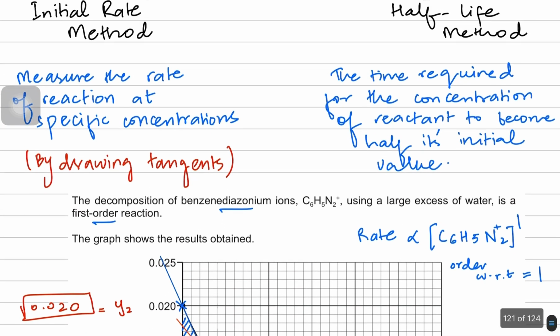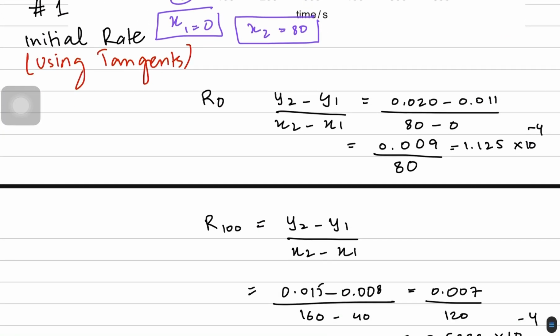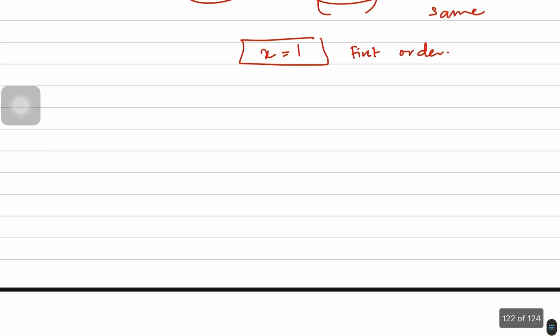In the previous video, we had been talking about the initial rate method, where we drew tangents on the graph and found out the gradient to find the rate. In today's video, we're going to be talking about the half-life, for which we know the definition already.